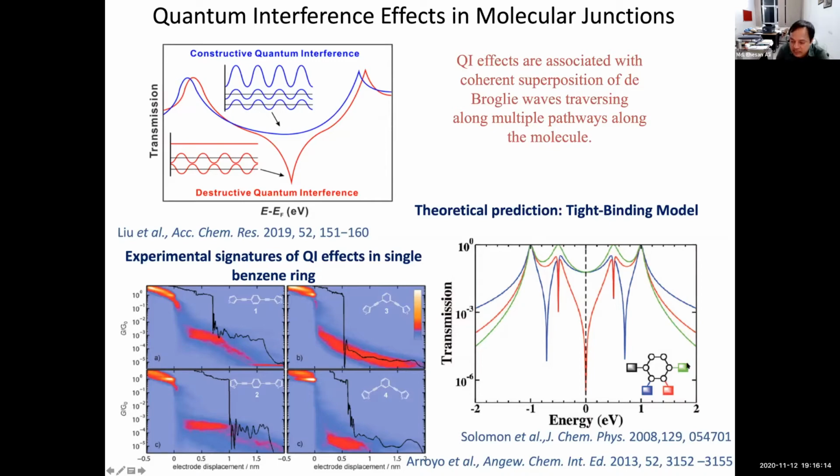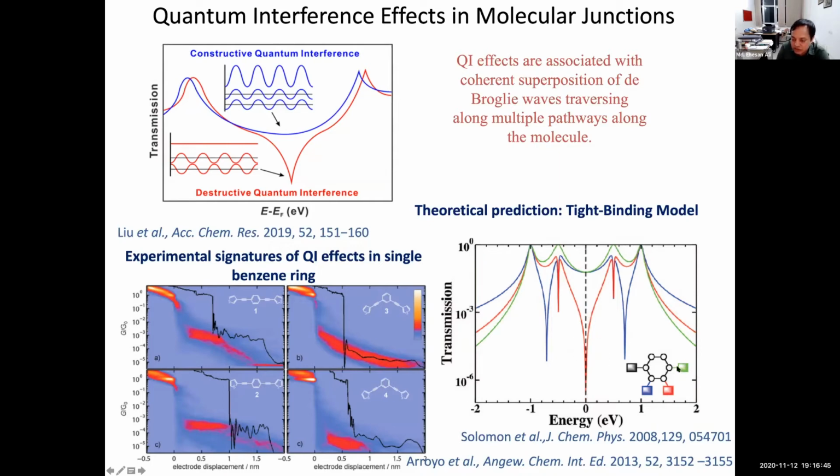And exactly this, in the case of benzene, if you have this green and blue connection, you will see constructive interference. If you are putting it in the meta position, you will see destructive interference. So this is the constant connection. Now we are changing that. If we are putting the meta connection, you will see this kind of feature. That is the feature of destructive quantum interference.